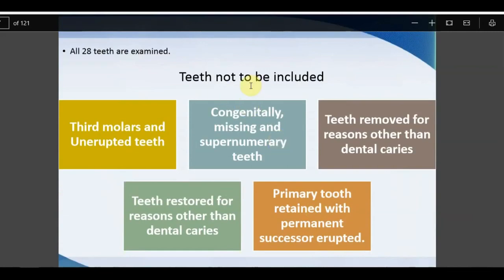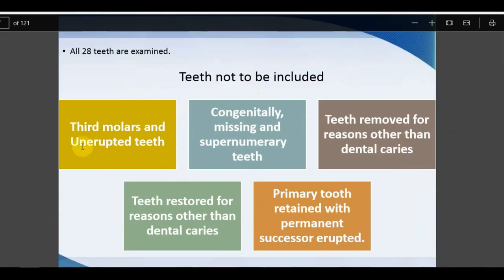So which teeth are excluded? This is one of the pioneer setups in dental caries assessment. Nowadays it is modified by WHO, but this is the true index in its raw, original version that we are studying. Later we have modifications in 1986 and 1997 by WHO. So let's see the original version, where third molars and unerupted teeth are not included, nor congenitally missing and supernumerary teeth, or teeth removed for reasons other than dental caries.